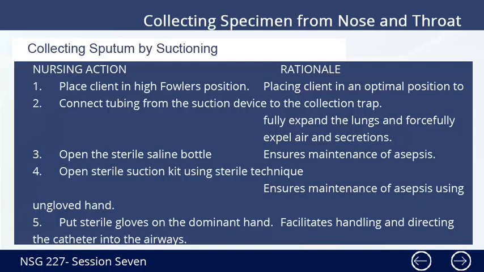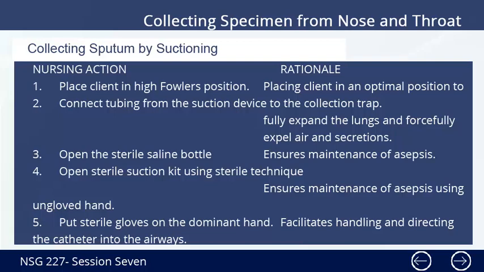Collecting sputum by suctioning. Nursing action and rationale. 1. Place clients in high Fowler's position. Placing clients in an optimal position. 2. Connect tubing from the suction device to the collection trap. Fully expand the lungs and forcefully expel air and secretions.